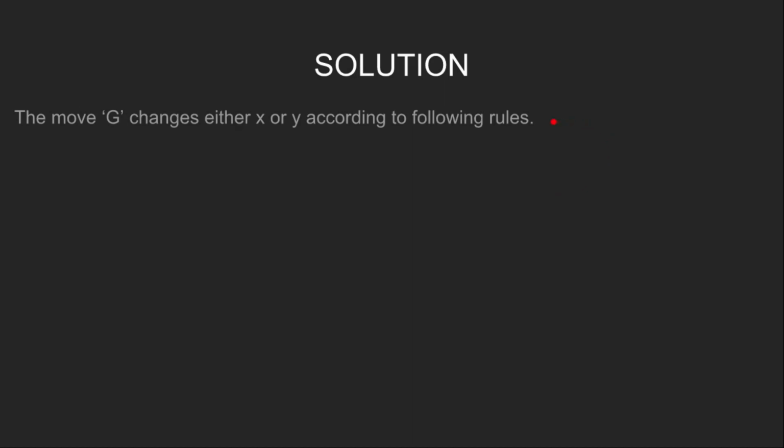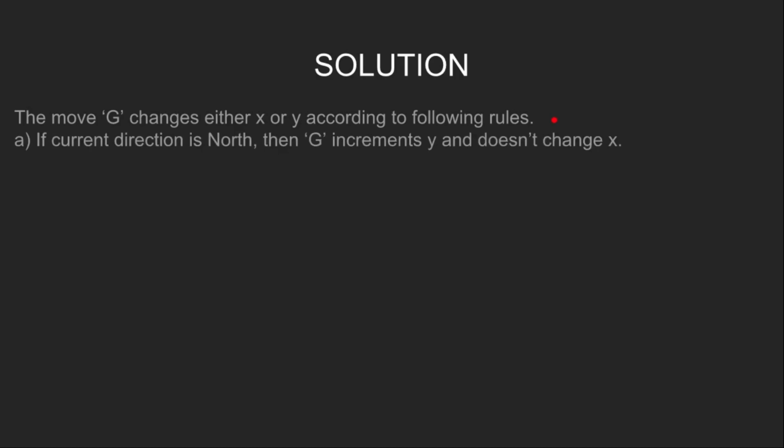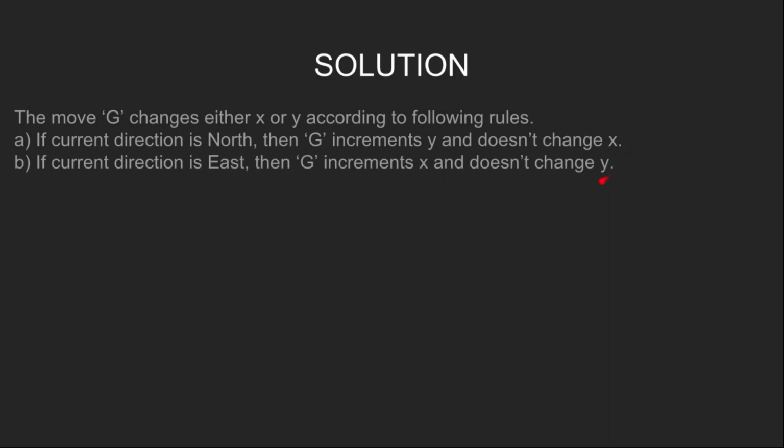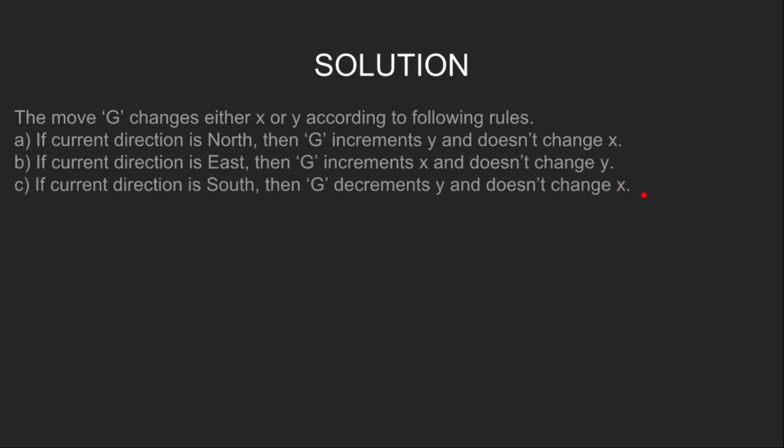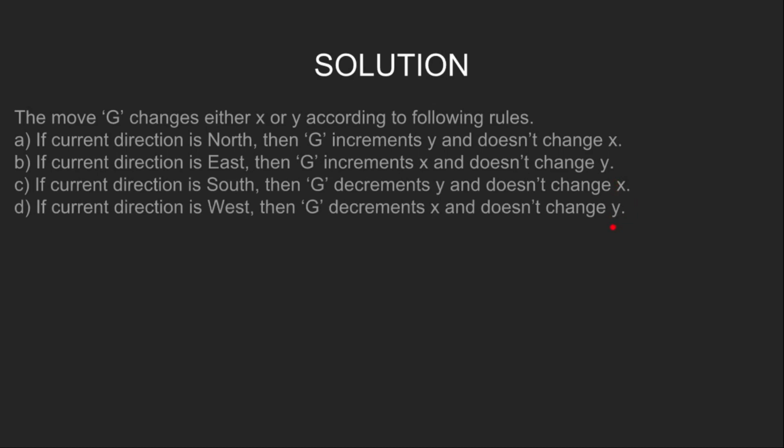The move G changes either X or Y according to the following rules. If the current direction is north, then G increments Y and doesn't change X. If the current direction is east, then G increments X and doesn't change Y. If the current direction is south, then G decrements Y and doesn't change X. If the current direction is west, then G decrements X and doesn't change Y.